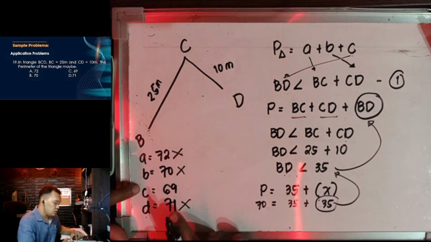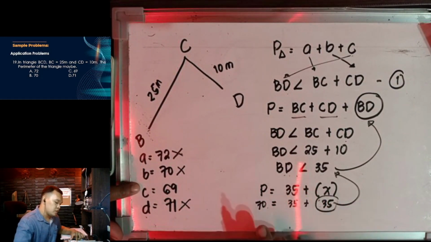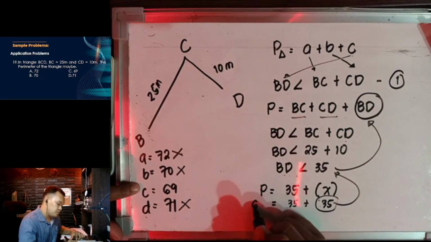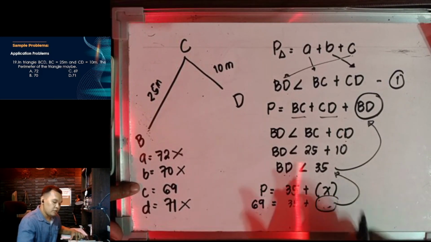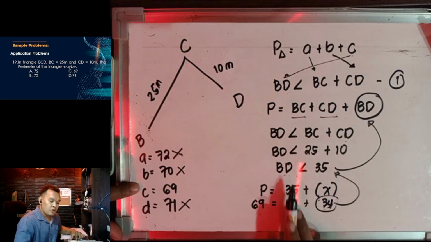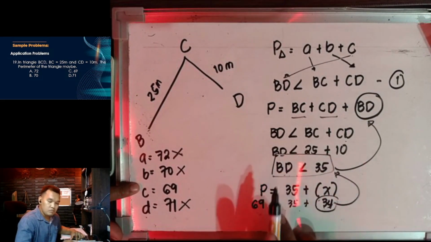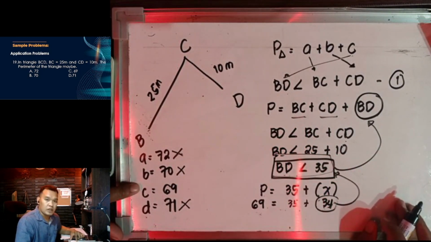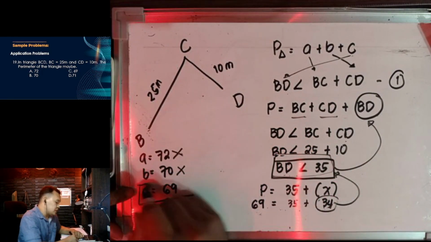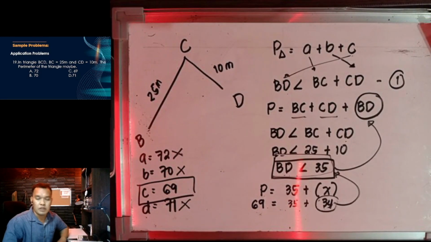So, let's try 69. When this is 69, 35 plus, this will be 34. Meaning, it fits our rule that BD should be less than 35. So, the answer will be letter C in that equation, or in that problem.